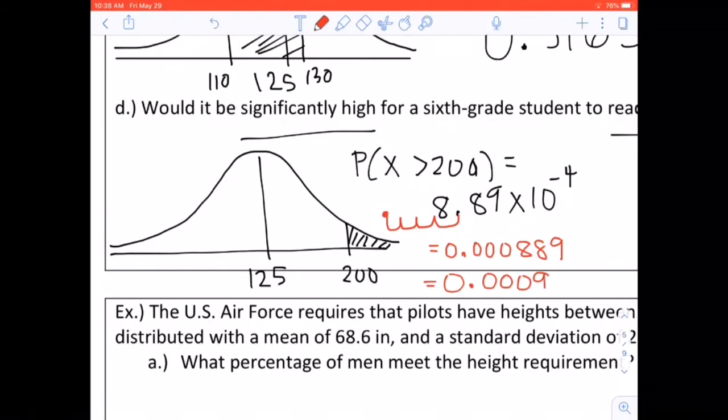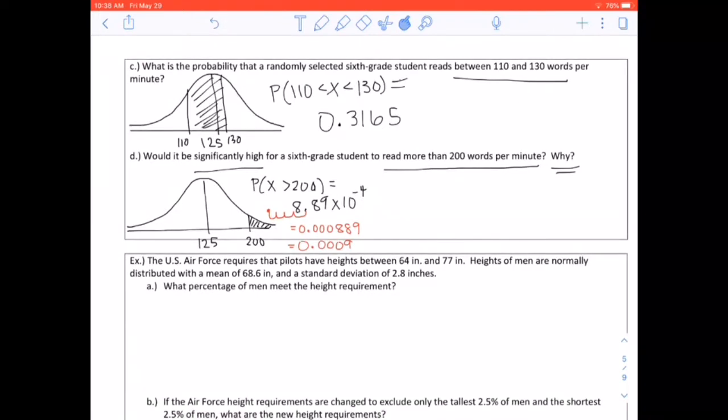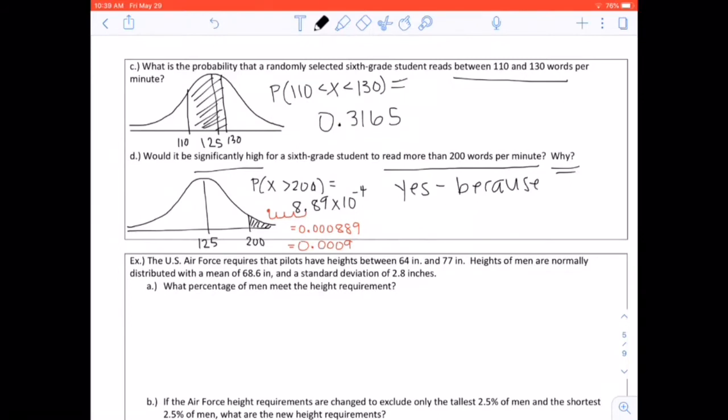And so this is a very, very, very small probability. And remember, significantly low and significantly high, those cutoffs were if the probability was less than 0.05. So is this significantly high? The answer is going to be yes. Why? Is because the probability that x is greater than 200, so that reading more than 200 words per minute, is less than 0.05.